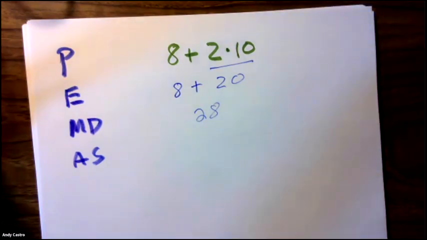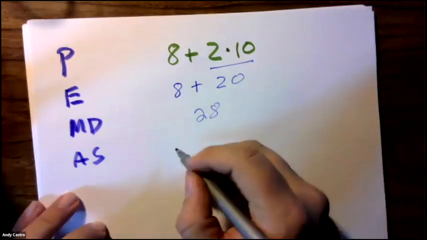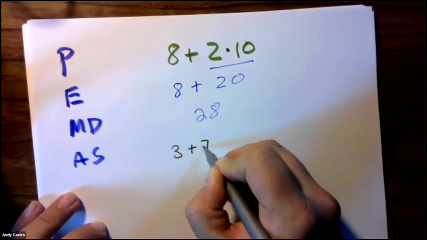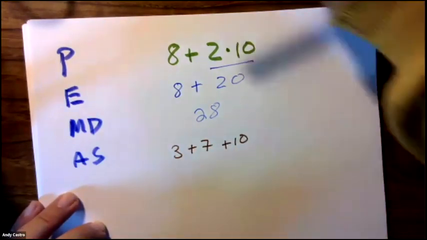All right, let's do another one. Let's do 3 plus 7 plus 10.